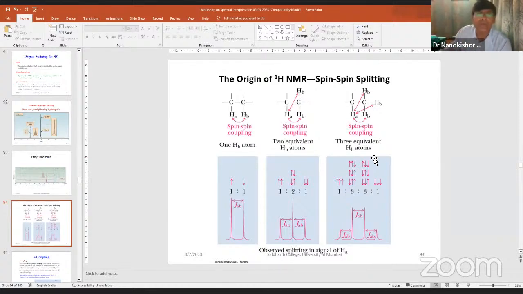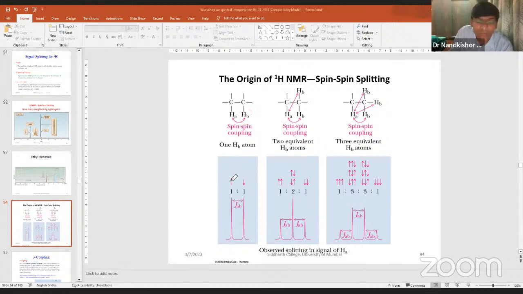Now, take the example of the first type. In this first type, 2 protons are there, HA and HB. Now, suppose this HA is nearby HB, that means with one proton only. If I study this HA, which is close to the HB, that one proton is having one spin.